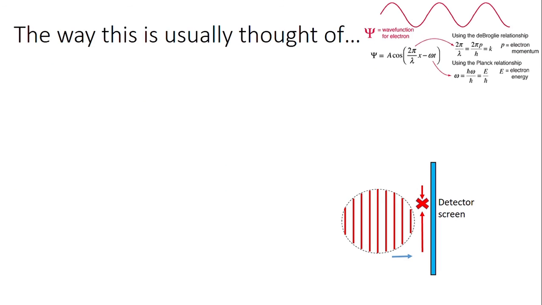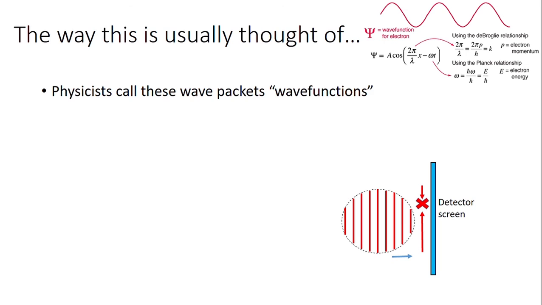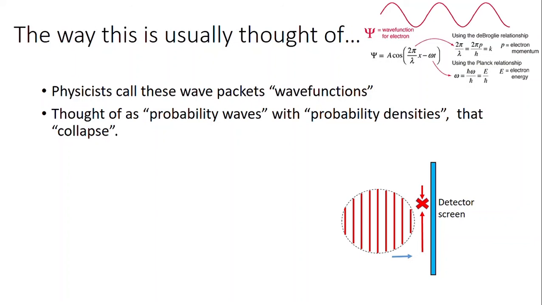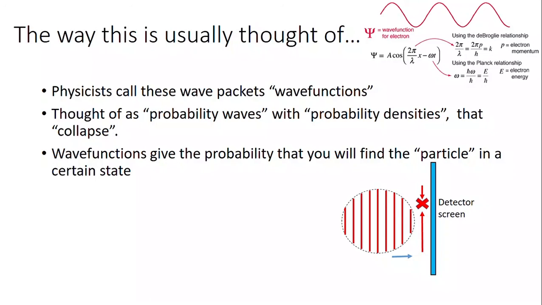I thought I would end this presentation by saying how quantum mechanics is usually thought about. So physicists talk about wave functions, and no one has talked about instantly reformable wave packets before. That's kind of my invention. So a wave function is thought of as a probability wave with a probability density based on the squared amplitude. And these wave functions collapse, and they give you the probability that you'll find your particle in a certain state. And there's a lot more possible states going on than just position. You could have possible values for spin, energy, momentum, polarization, and also position, and more things as well. And the wave function can give you the probability of finding these things. So that's the way physicists usually think about it.